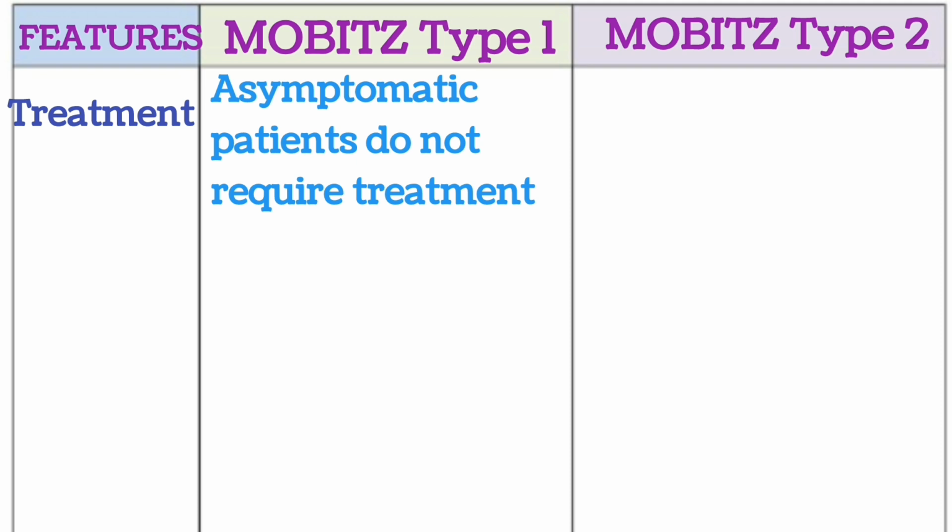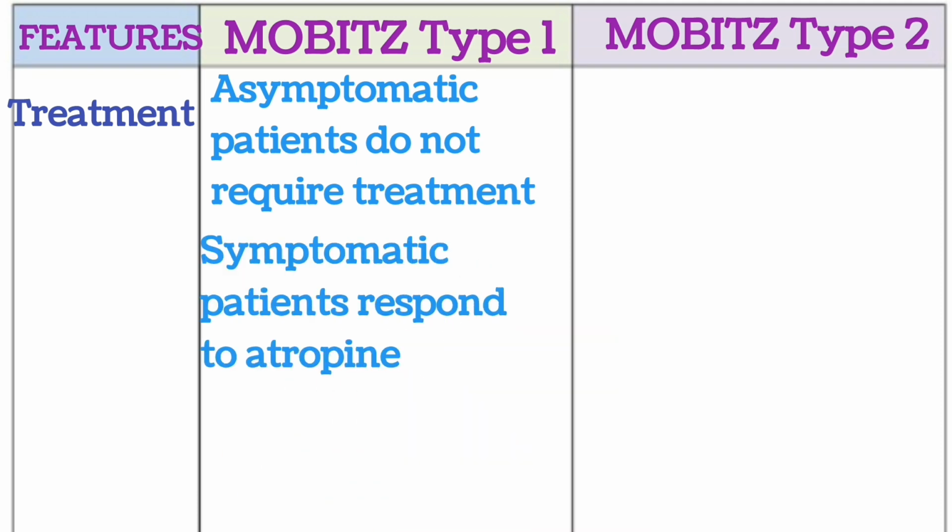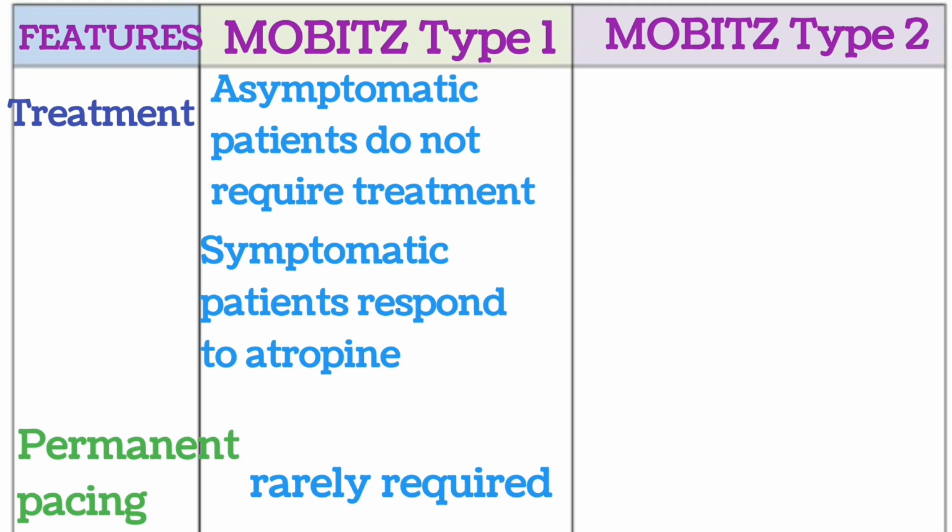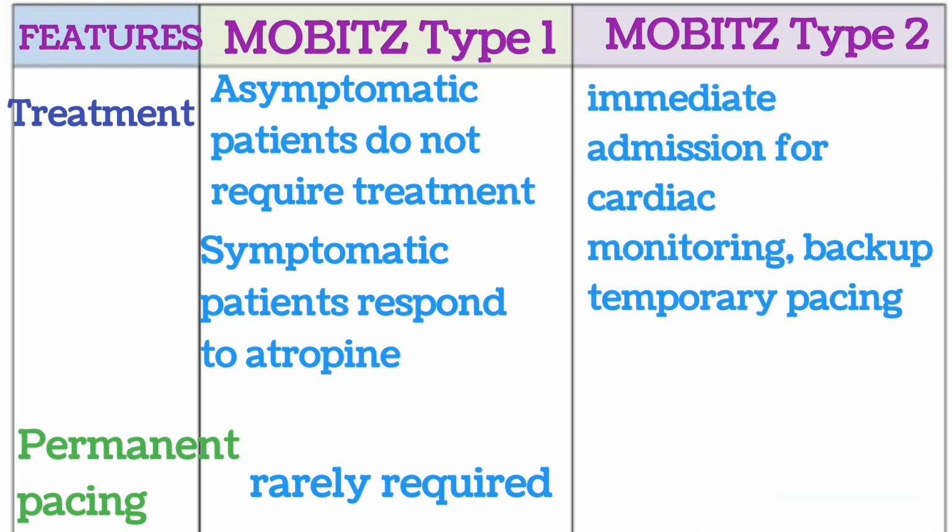In case of Mobitz type 1, the asymptomatic patient does not require treatment, but a symptomatic patient usually responds to atropine. Permanent pacing is rarely required. But in case of Mobitz type 2, the patient needs immediate admission for cardiac monitoring, backup for temporary pacing, and ultimately insertion of a permanent pacemaker is required.